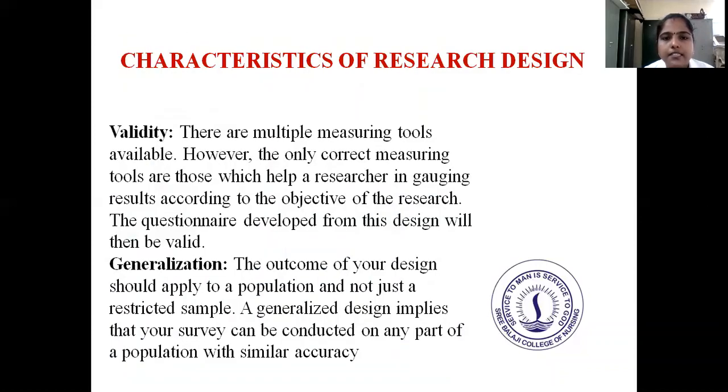Next one is characteristics of research design. First characteristic is validity. There are multiple measuring tools available to check the validity. However, the only correct measuring tools are those which help a researcher in gauging results according to the object of the research. The questionnaire developed from this design will then be valid. This is called validity. Validity is nothing but that there are multiple measuring tools available to validate our tools.